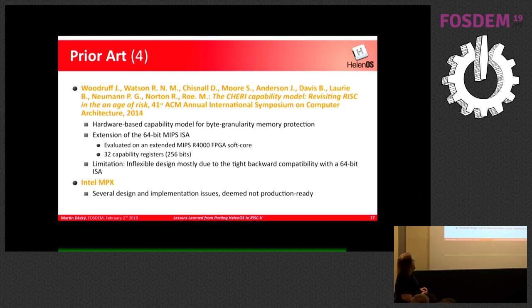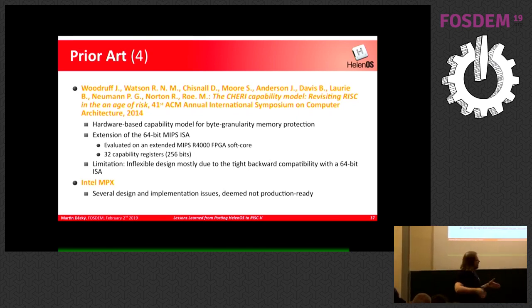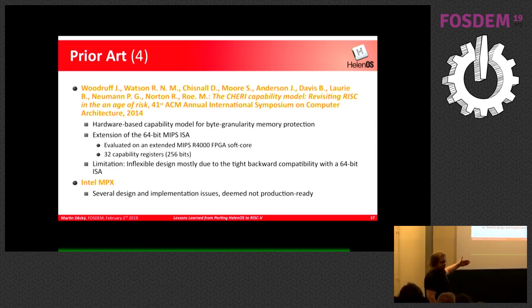About the capabilities, there's not much, but there is, again, this paper about hardware-based bound checking, which was implemented as an extension to the 64-bit MIPS ISA, where there were basically 32-bit bound registers or capability registers, which contained the information where an object boundary is, and this was checked by the hardware. Again, the performance evaluated on an FPGA was very nice. The limitation in this case was the inflexible design.